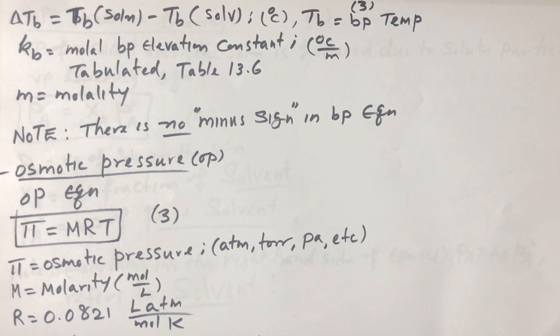T is the Kelvin temperature, not Celsius temperature, not centigrade temperature. So it's basically degrees Celsius plus 273 to get you the T that you need for equation 3. So for equation 3, the temperature must be expressed in Kelvin.